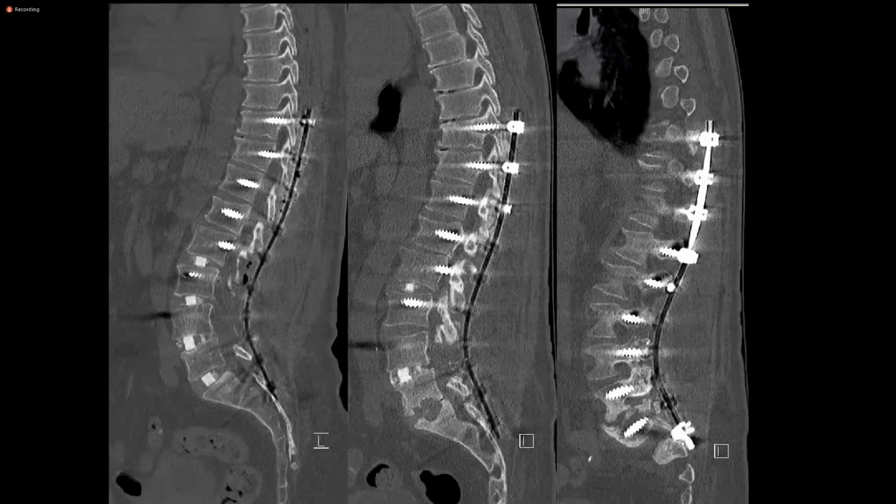So here I have 2 cases. This is a 55-year-old male who had previous surgery for T10 to pelvis, and he developed a PJK at about 6 months.